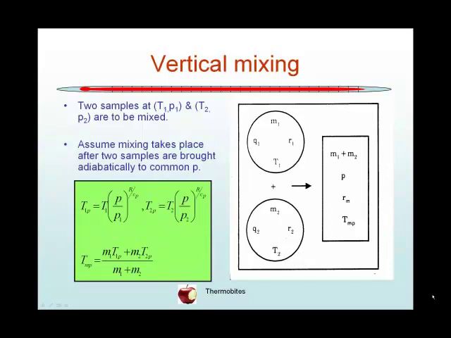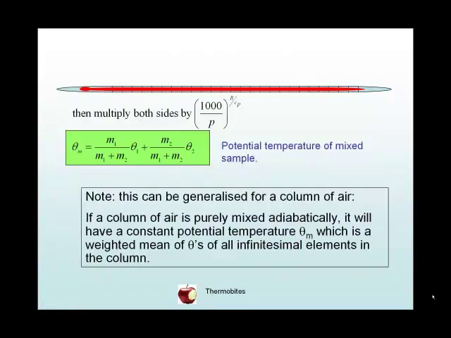T2P is equal to T2 times P on P2 to the R on Cp, so again using Poisson's equation, and then we can use the mass weighted mean temperature to get the mean temperature, and it's shown in that equation there. So we substitute in the equations for T1 and T2 at the new pressure P into our equation for the mixed temperature Tm at P, and you multiply both sides by 1000 on P to the R on Cp, and so you end up with that mixing these two masses you get a mass weighted mean potential temperature. So it's the mass weighted contribution between the two initial potential temperatures.